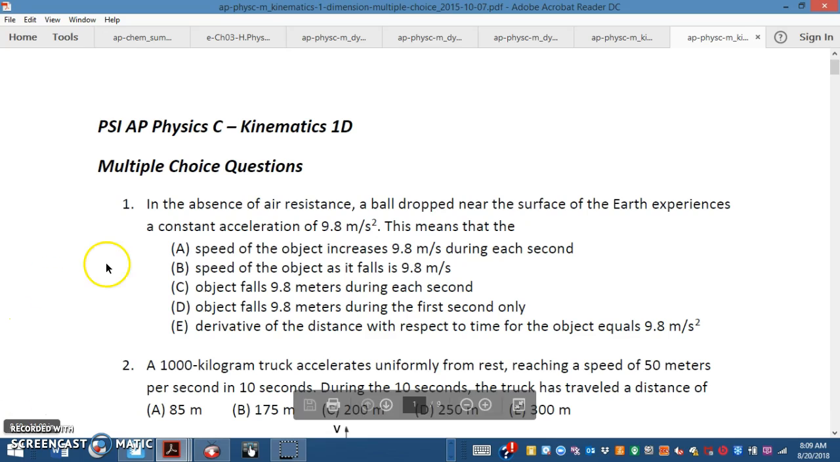So, this is the first question of your packet. In the absence of a resistance, a ball dropped near the surface of the Earth experiences a constant acceleration of. Now, what this question is looking for is really truly understanding of the meaning of those units. Remember when I said units will guide you all the time. So this number is 9.8. The unit, though, means meter per second divided by second.